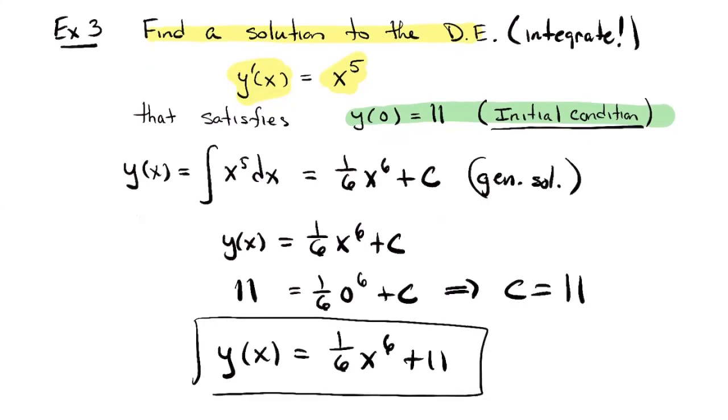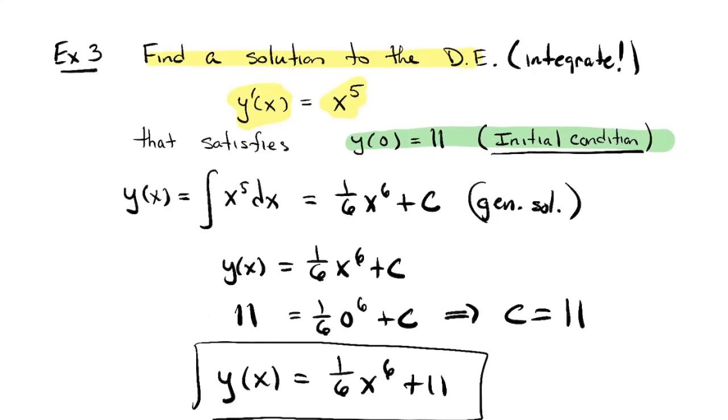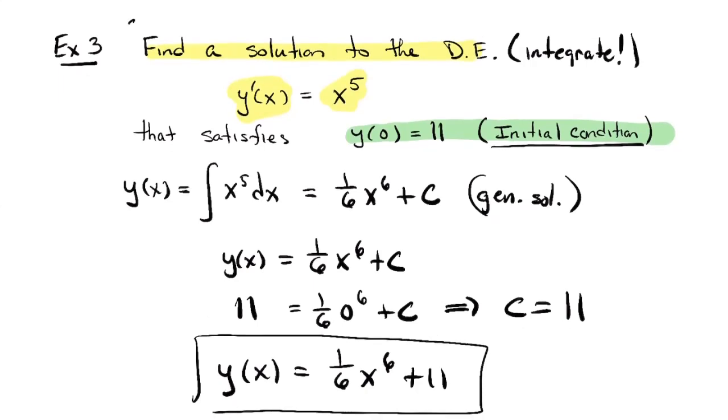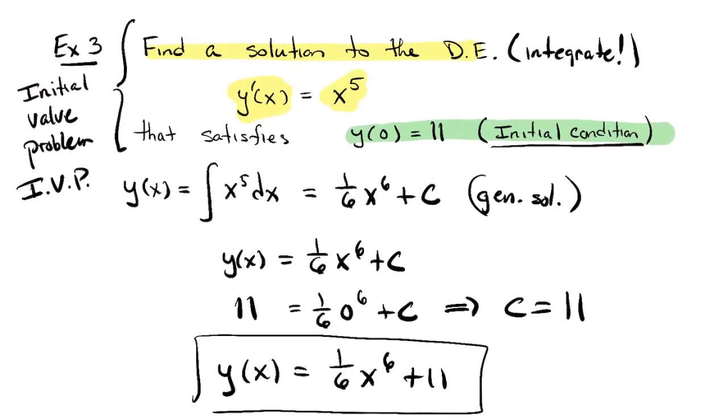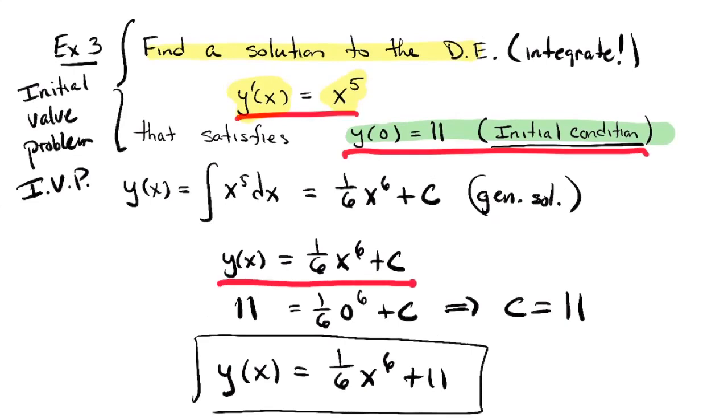Okay, I'm going to throw some more vocabulary in on you. It's going to be sort of messy when I write this, but a problem like this, finding a solution to a differential equation that satisfies a certain initial condition, is called an initial value problem. We just solved one. We'll use the acronym IVP from now on. So an initial value problem consists of a differential equation together with an initial condition. And solving an initial value problem means finding the general solution to the differential equation. We did that here by integration.